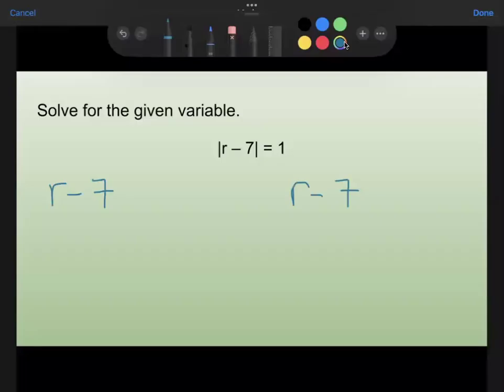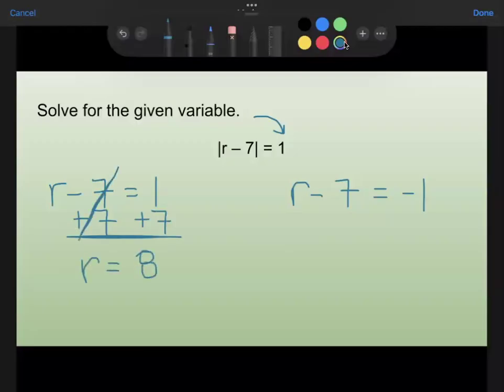Okay, so now that I've done that, I'm going to take the number that's over here, and I'm going to write the positive version of 1 and the negative version of 1. Then I'm going to solve them both separately to find out what the two possible values for r could be. So I'm going to add 7 to both sides over here. That will cancel, and that will give me r equals 8. And on this side, I still have to add 7 to both sides. That will cancel, but on this side, I'm going to end up with 6 because -1 plus 7 is 6. So that means r could equal 8 or 6.